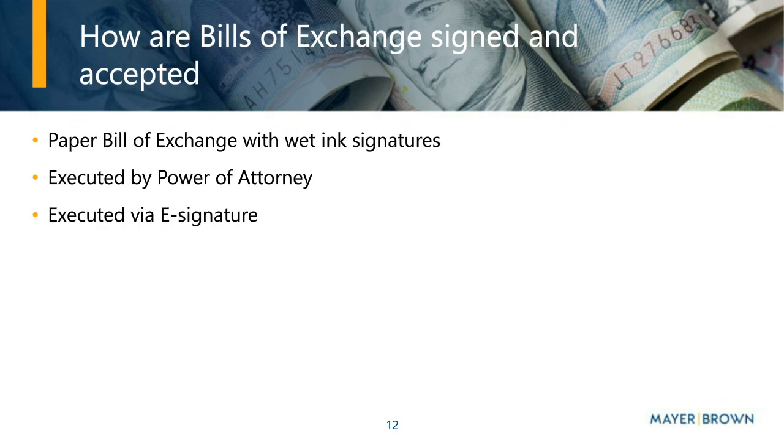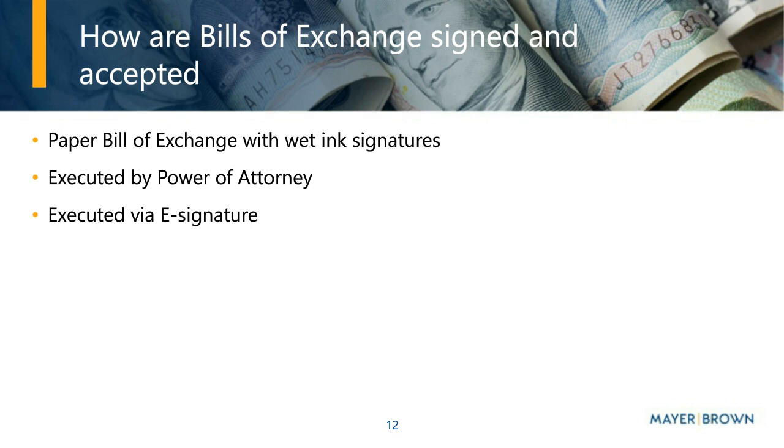Okay, so we're going to move on to the next slide, and we want to talk a little bit about how bills of exchange are signed and accepted, because there are actually a lot of differences about that around the world. Broadly speaking, big picture, there are three methods that you tend to see. Historically and originally, and if you follow the words of most of these acts, what they have in mind is essentially a wet ink signature and a physical instrument that gets passed around among parties.